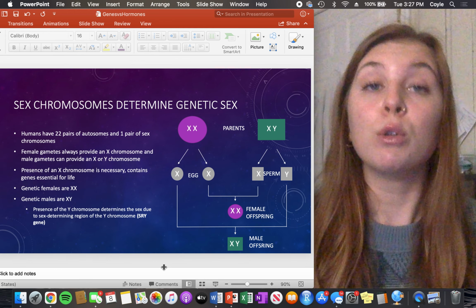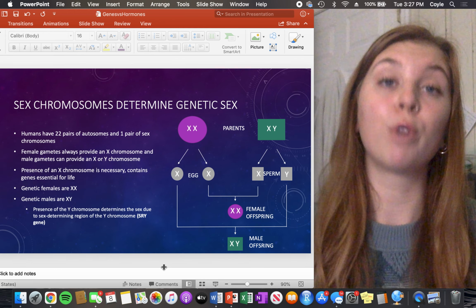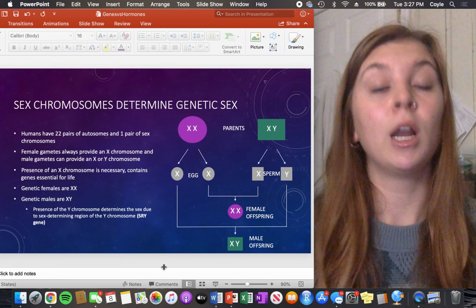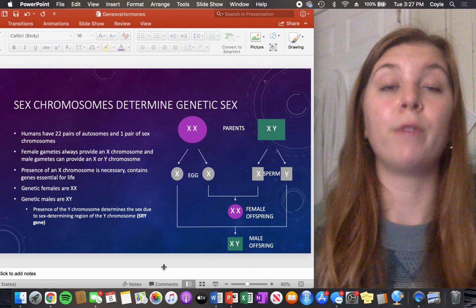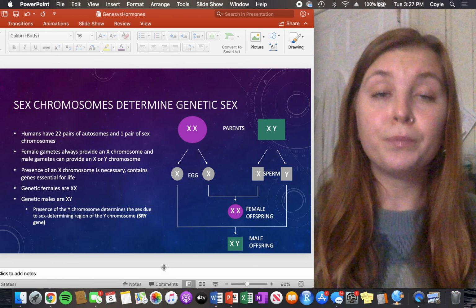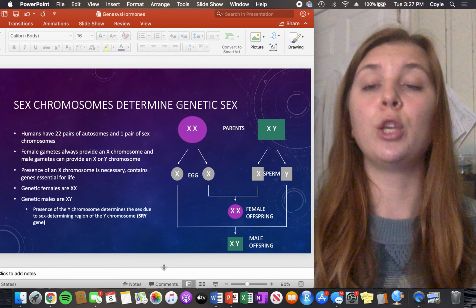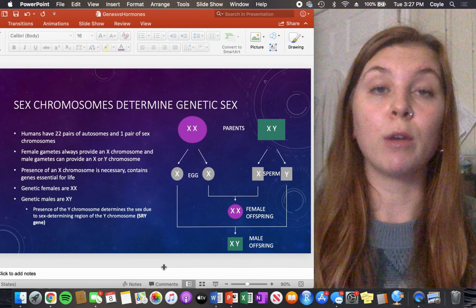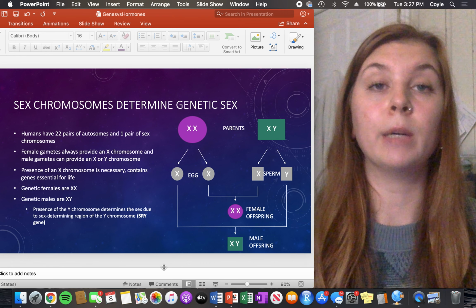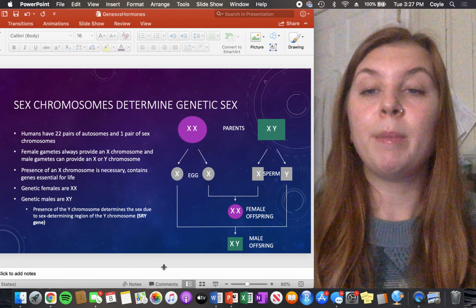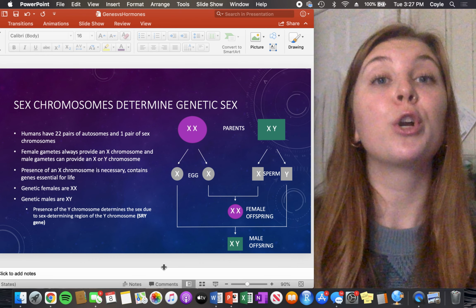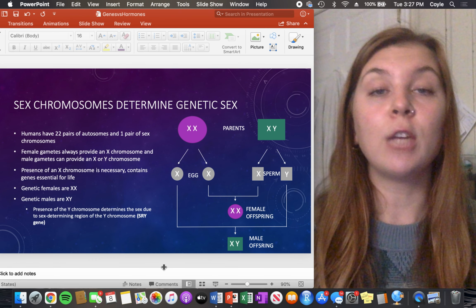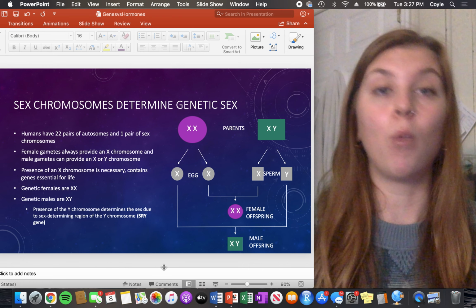So humans are usually born with 23 pairs of chromosomes. There are 22 autosomes, and there is one pair of sex chromosomes, and we'll be focusing on that. So females usually are born with XX, and males are usually born with XY. So when females or males undergo meiosis to create eggs or sperm, they each have a 50-50 chance of giving one of the two chromosomes.